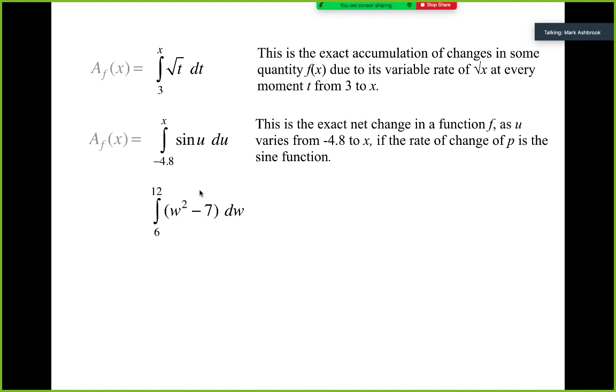Okay, now what about this? So now this one actually is the integral from 6 to 12. Is this a function or a value? This whole expression here, is that a function or a value, that whole expression?